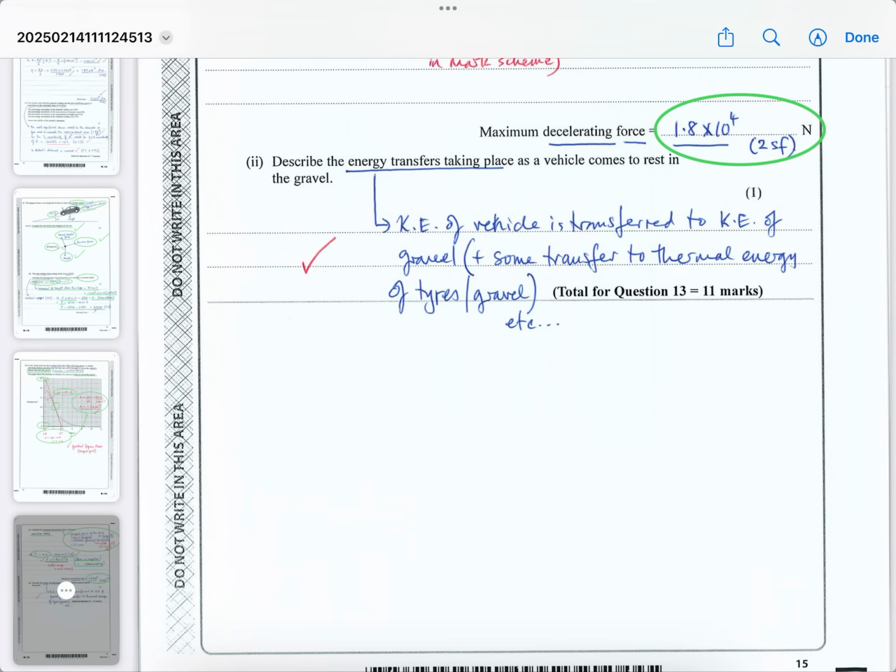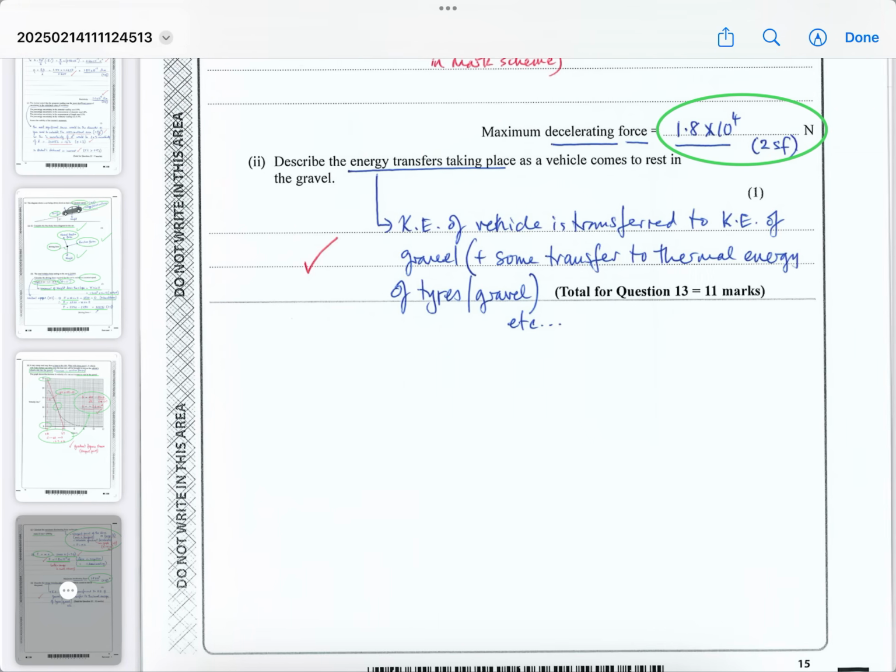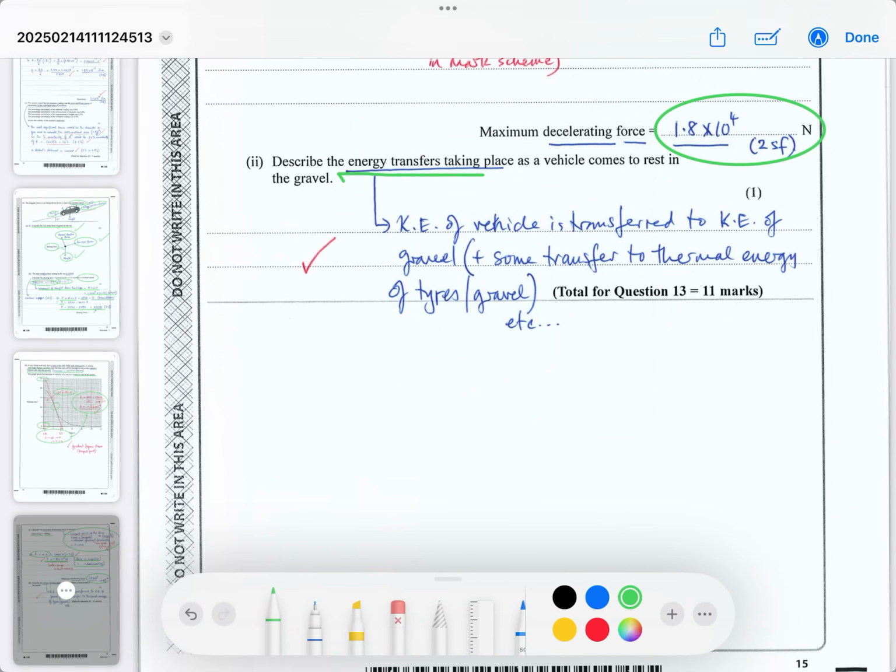Well, in the gravel, the energy transfer taking place is obviously linked to kinetic energy being lost. So the kinetic energy of the vehicle is transferred to some kinetic energy of the gravel. The gravel will no doubt move, therefore it gets some kinetic energy, and some transfers to thermal energy.